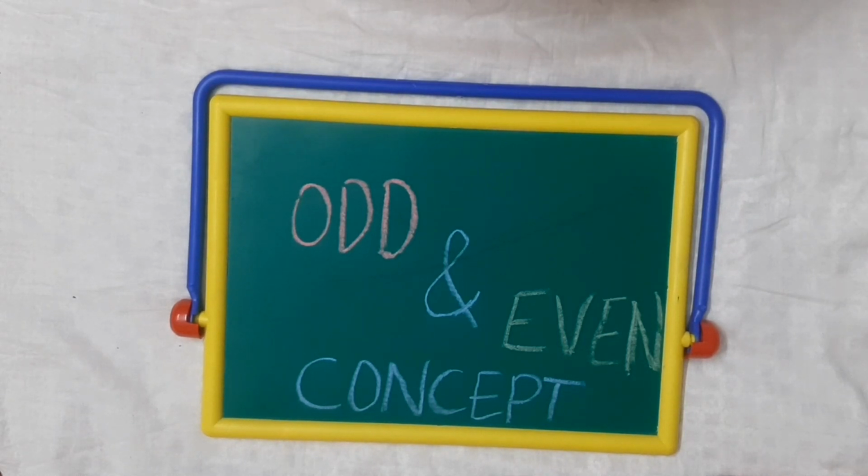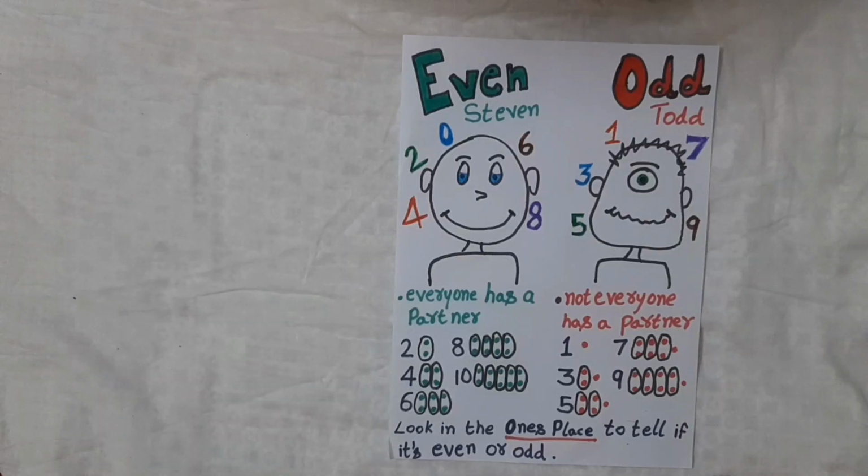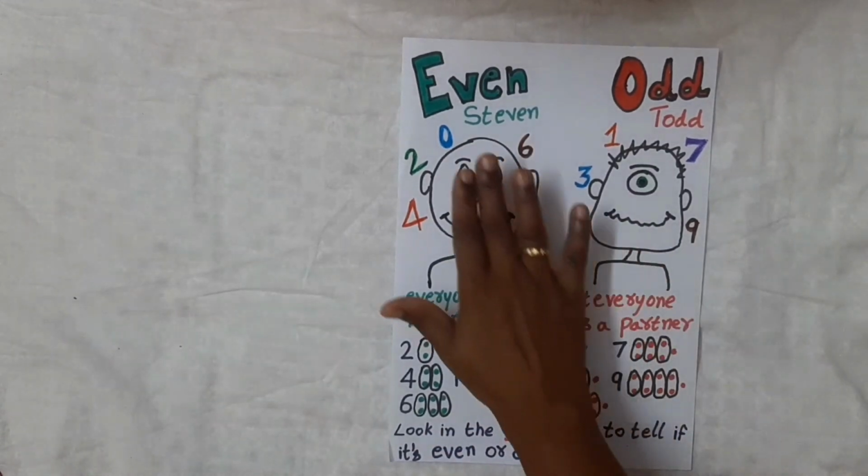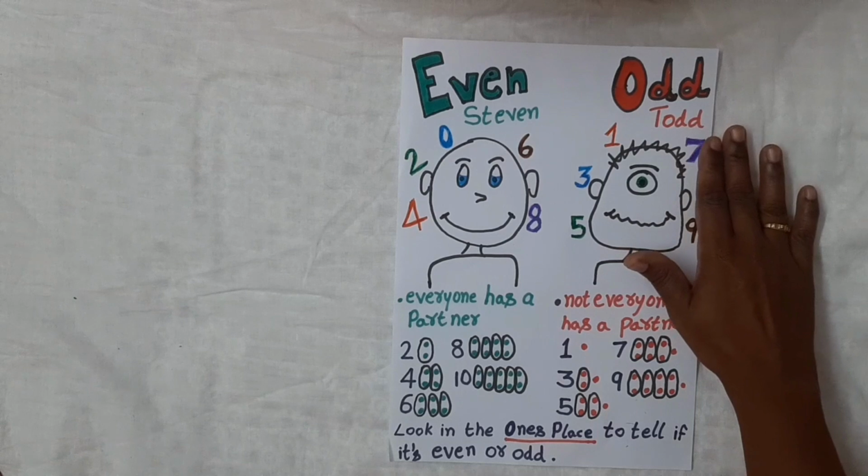Myself Rajita. Today I'll be telling you a story to explain the concept of odd and even numbers and also take you to two different gardens of our two little guests. Are you wondering who those guests are? See our two little guests, Even Steve and Odd Todd.